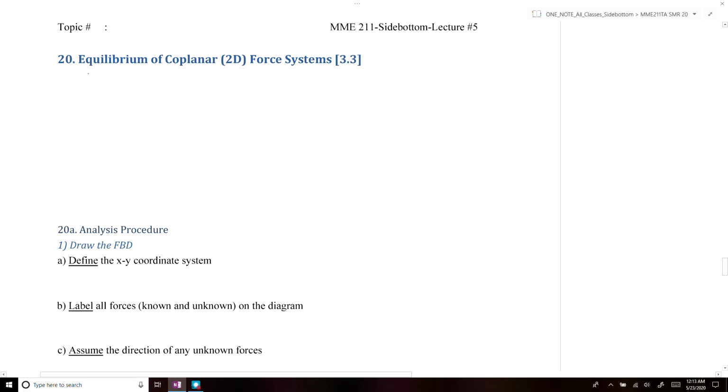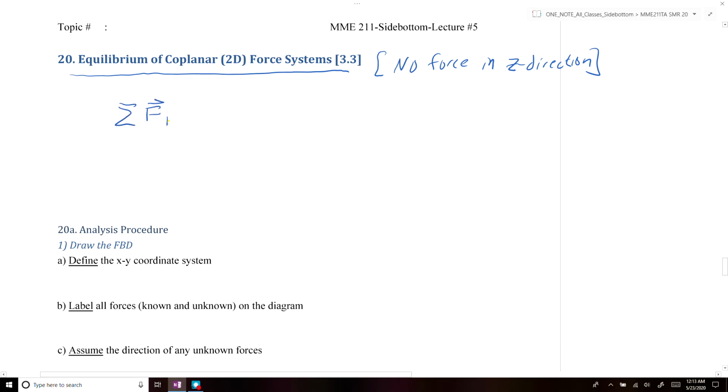To go into a little bit more depth on equilibrium, but we're going to focus on the case when you have a 2D system of forces. So all the forces are within the same plane. In this case, we're going to assume that there's no force in the z direction. At equilibrium, the sum of all of our forces acting on a particle must be equal to 0.